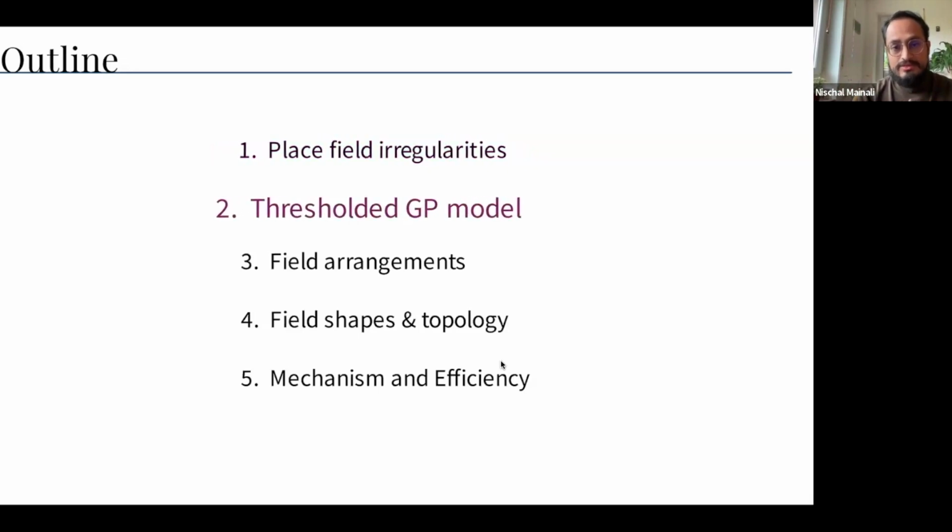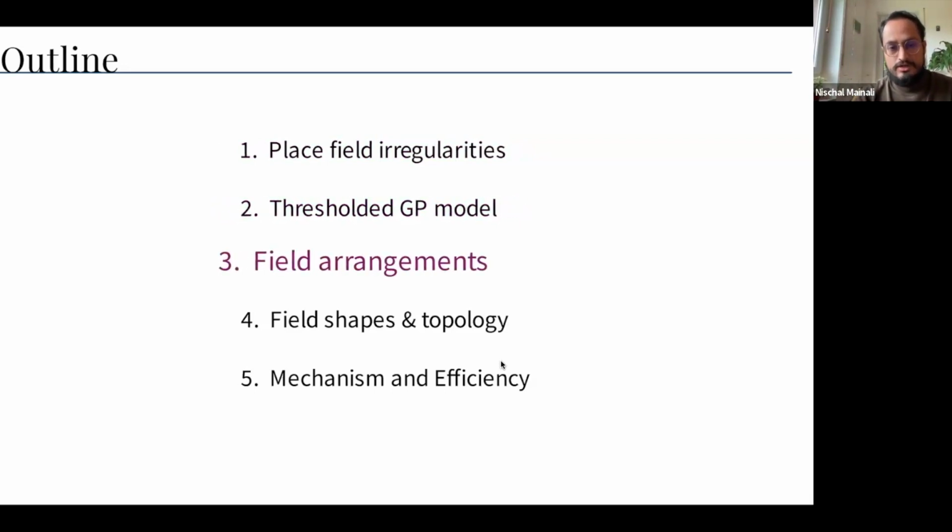In the second part, I will introduce our model, which is a model of a thresholded Gaussian process that generates place codes. I will introduce the model itself, briefly go over the mathematics behind it, and most importantly, introduce the main parameters of the model. And once we do that, we will move on to analyzing in detail various predictions of the model.